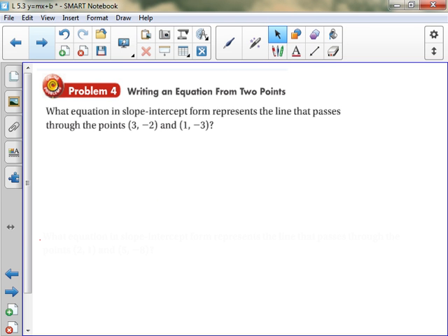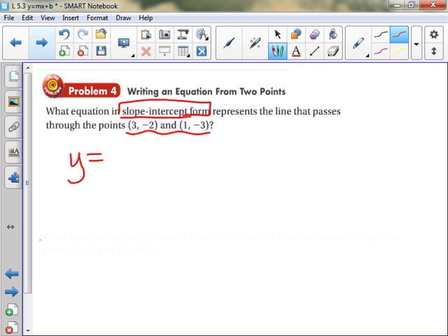Problem 4 is a little bit more difficult. It just adds a few more steps which you've already worked on. And it says, what equation in slope-intercept form represents the line that passes through these 2 points? So, you know you're going to write it in slope-intercept form. You're going to need the y equals mx plus b. You're going to have to figure out what the m is, and you're going to have to figure out what the b is.